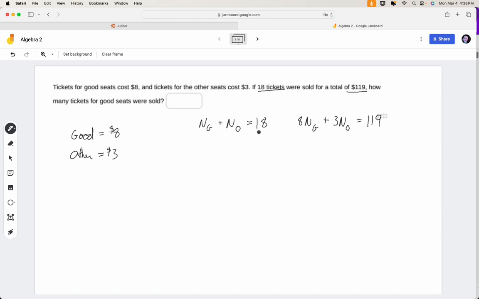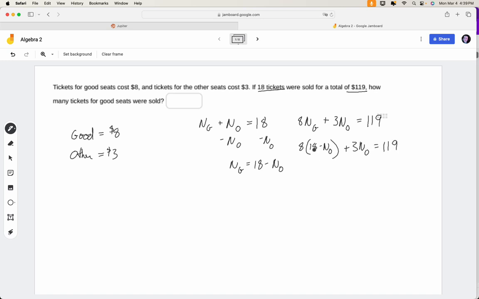We're going to use this one to create a substitution value. So if I subtract the number of other tickets from both sides, then the number of good tickets is equal to 18 minus the number of other tickets that we had. So I'm going to use this to sub in for NG right here. So 8 times 18 minus the number of other, plus 3 times the number of other is equal to 119.